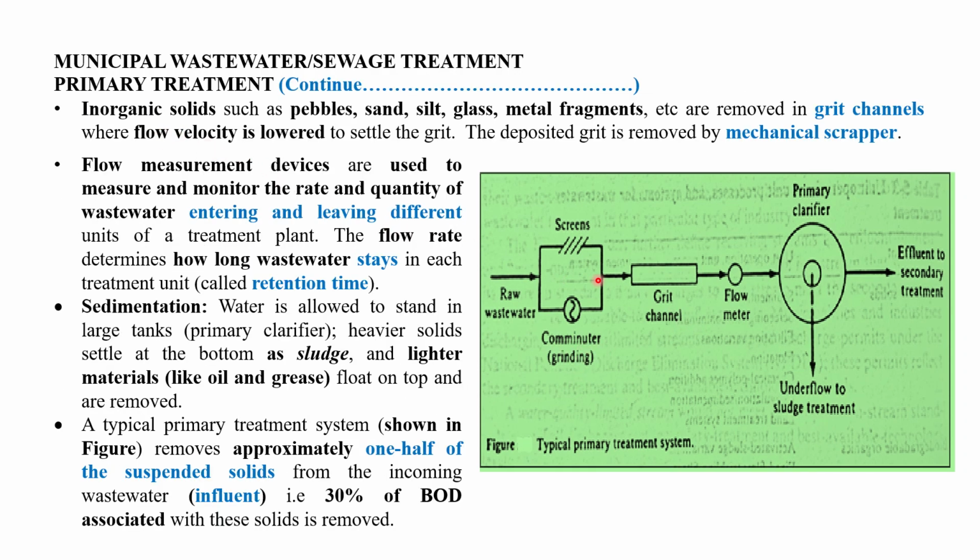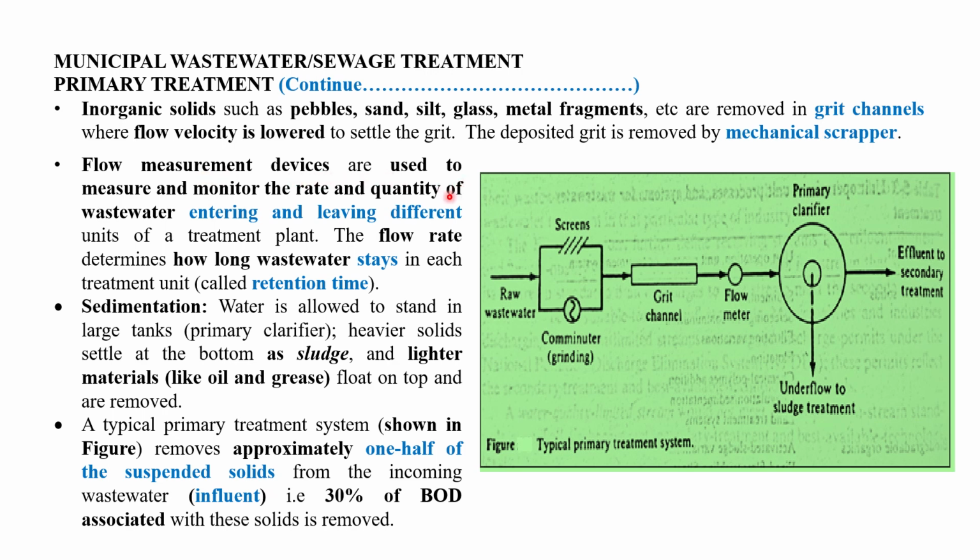Further, after screening, the wastewater goes to the grit channel. Here, inorganic solids such as pebbles, sand, silt, glass, or metal fragments are removed in the grit channels, where the flow velocity is lowered to settle the grit. The deposited grit is removed by a mechanical scraper from the grit channel.